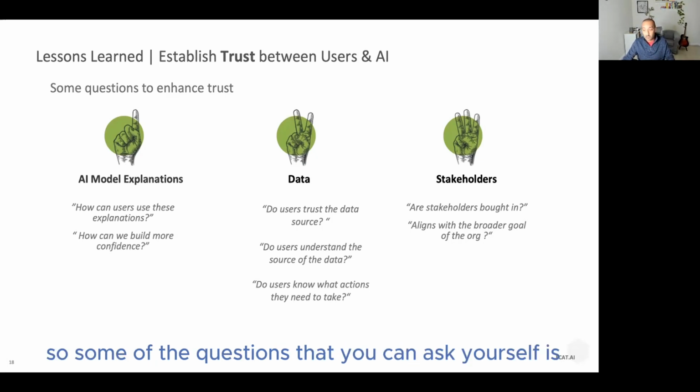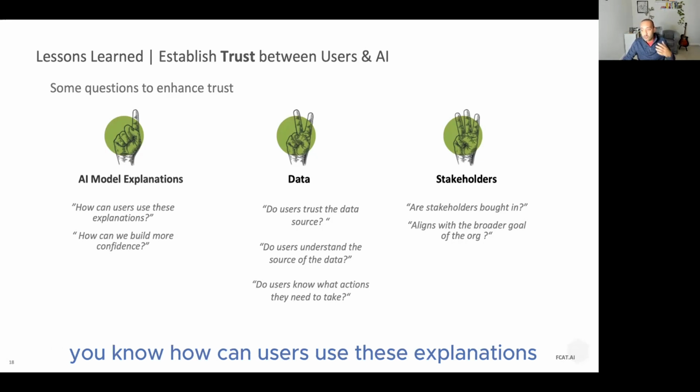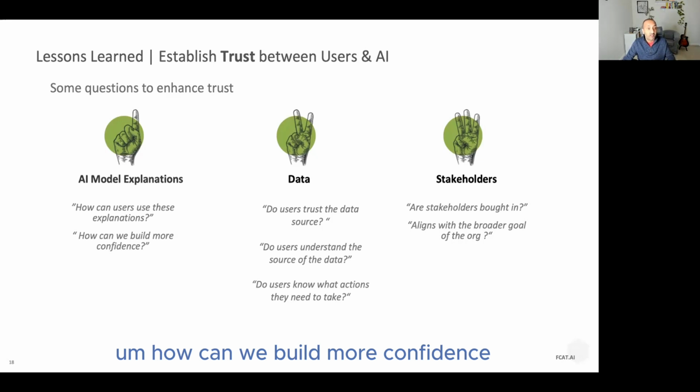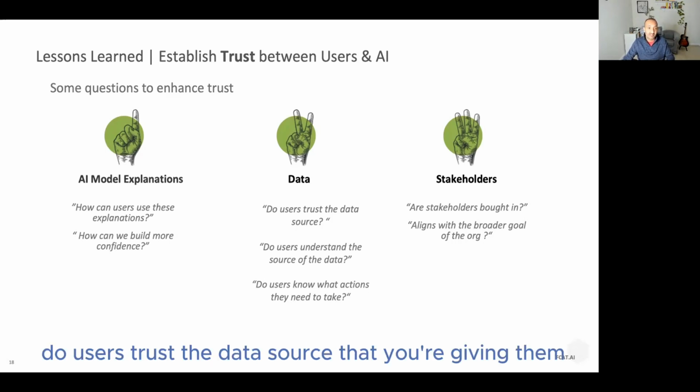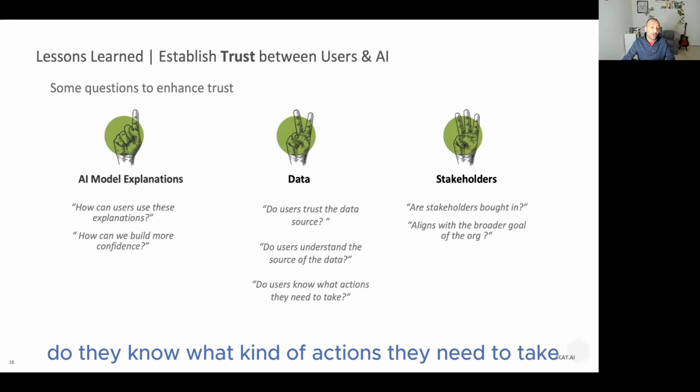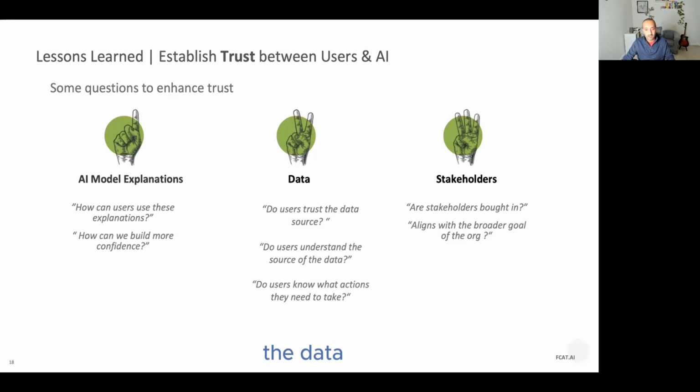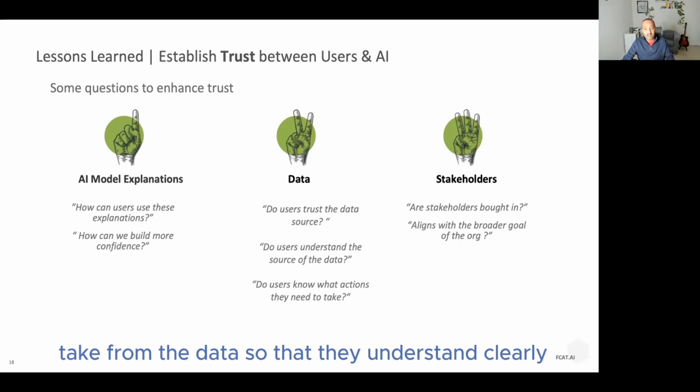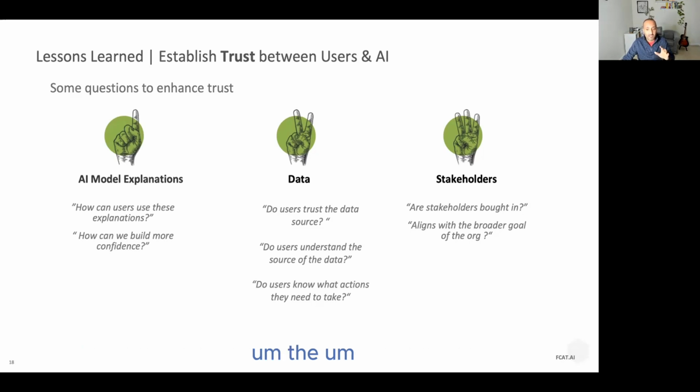So some of the questions that you can ask yourself are, how can users use these explanations? How can we build more confidence from these explanations? Then when it comes to data, understanding the source of data, ask yourself these questions. Do users trust the data source that you're giving them? Do they understand the source of the data? Do they know what kind of actions they need to take from the data, so that they understand clearly the actions that they need to take?